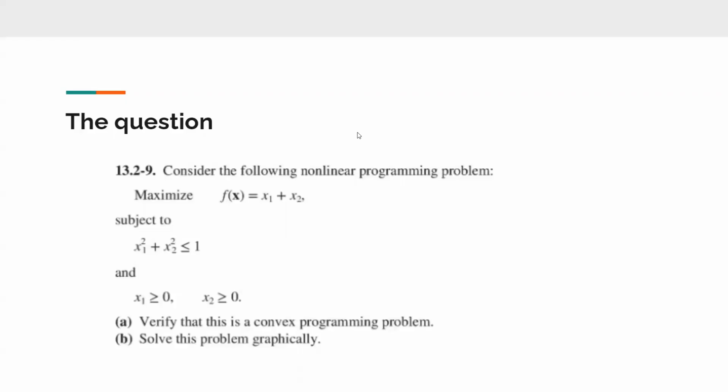And the question is, consider the following nonlinear programming problem. Maximize f(x) = x1 + x2 subject to x1² + x2² ≤ 1, x1 ≥ 0, and x2 ≥ 0. Question A, verify that this is a convex programming problem. And question B, solve this problem graphically.